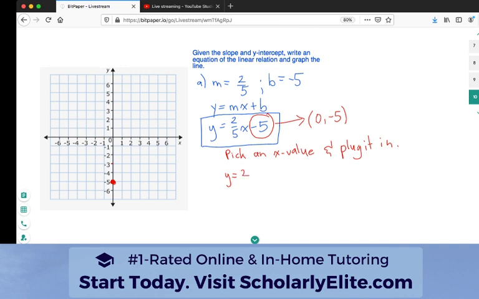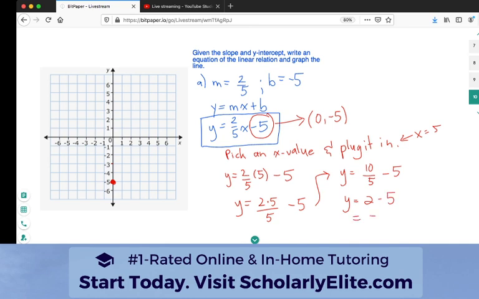Okay, so here's my equation. I'm going to pick x is 5, and I want to know what is my y. So all I have to do is plug that in. So y equals 2 times 5 over 5 minus 5. And that's going to give us y equals 10 over 5 minus 5. And that's going to be 2 minus 5, which is negative 3. So this makes my point 5, negative 3.